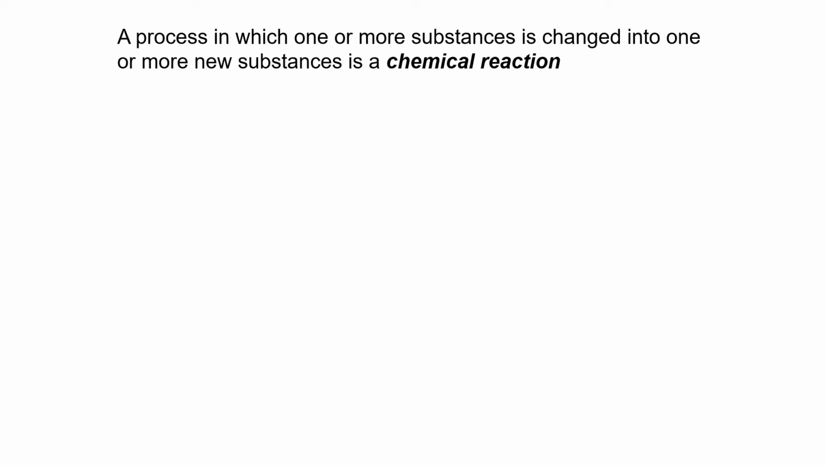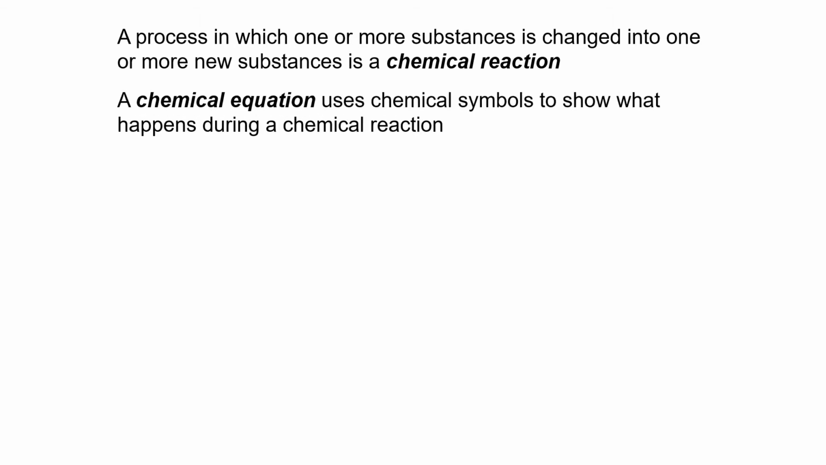So now we're going to learn how to balance equations and what those equations tell us once they are balanced. A chemical reaction is a process in which one or more substances change into new products. The equation uses the chemical symbols to show what's happening during that reaction.